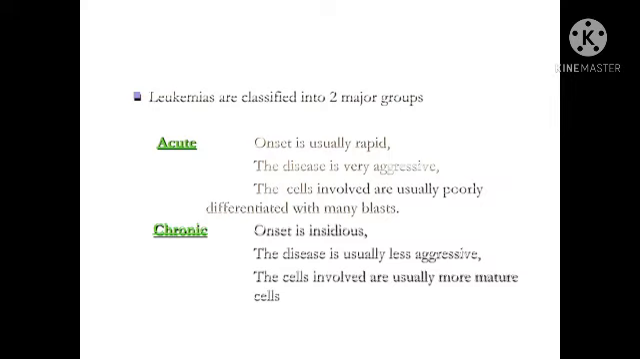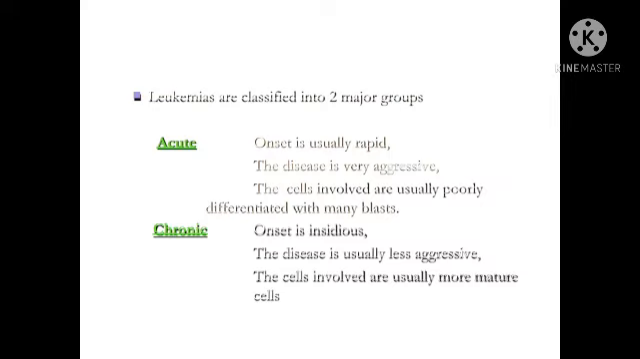You can see that leukemias can be classified into two major groups. Based on the onset, you can divide them into acute and chronic generally. Acute leukemias usually present very rapidly, so the disease course will be very aggressive. Normally, they develop from poorly differentiated cells. As I have shown you in the picture, the lymphoid progenitors and myeloid progenitors are nothing but blast cells.